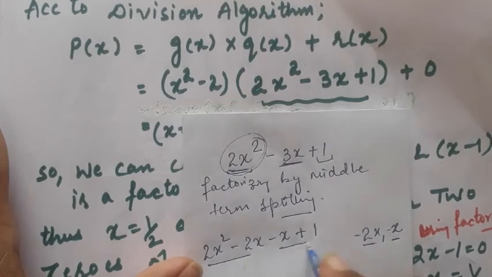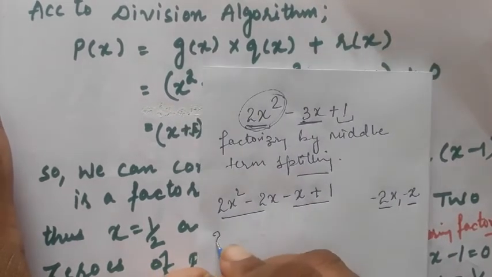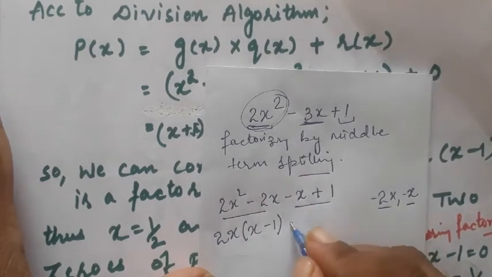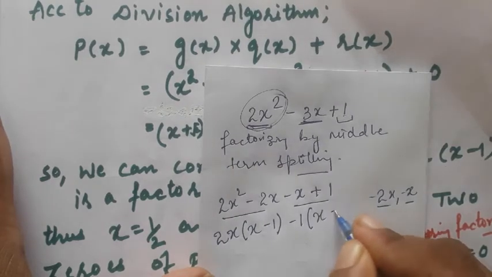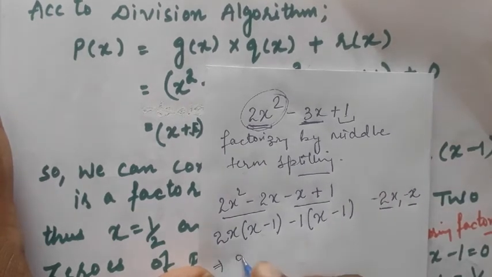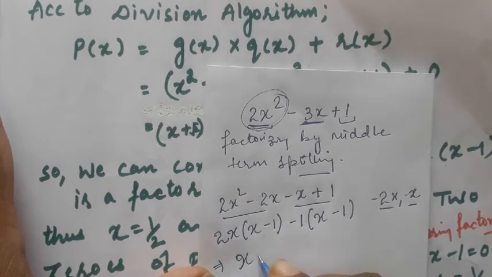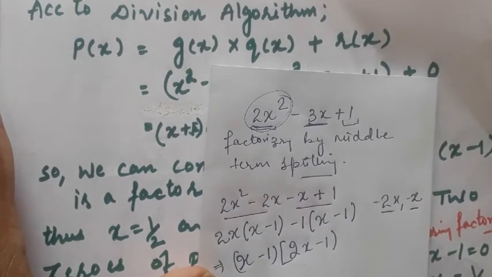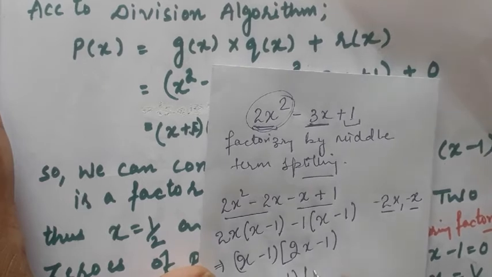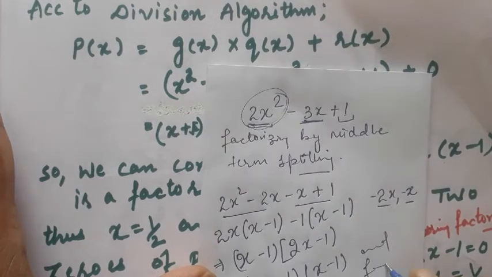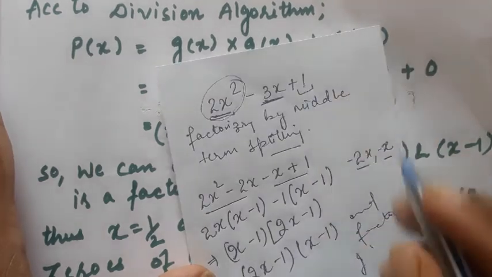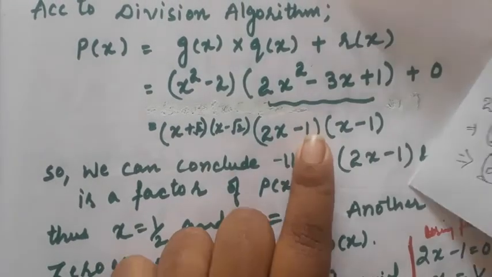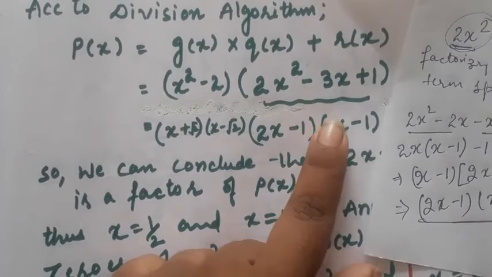Afterward I will distribute it into parts, and I will take common from here 2x, I am left with x minus 1. Similarly I will take minus 1 common from here, I will get x minus 1, and afterwards I will take x minus 1 common, I will be left with 2x and 1. So I can rearrange it, and I can write 2x minus 1 and x minus 1 are factors of this expression. So I am writing the same thing here, that is 2x minus 1, x minus 1, instead of this.